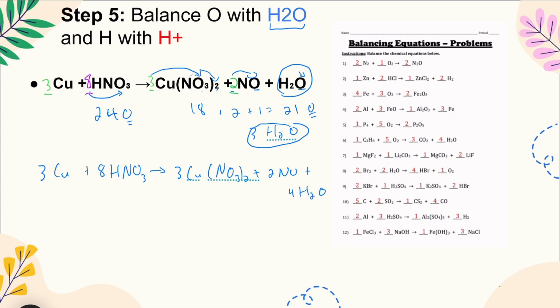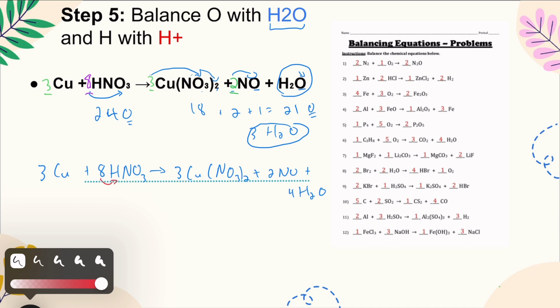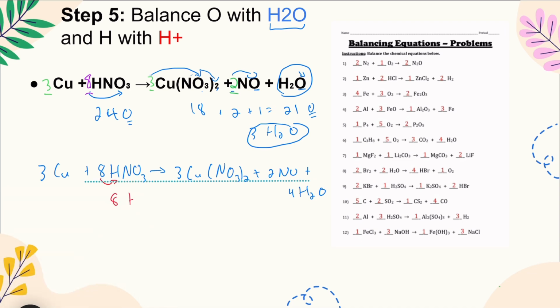Then we're going to figure out how many hydrogens we need to add, H plus, to the appropriate side based on the amount that are already present. So we got 8 hydrogen over here. So I got 8 H plus. And then here we have 8 hydrogens as well.